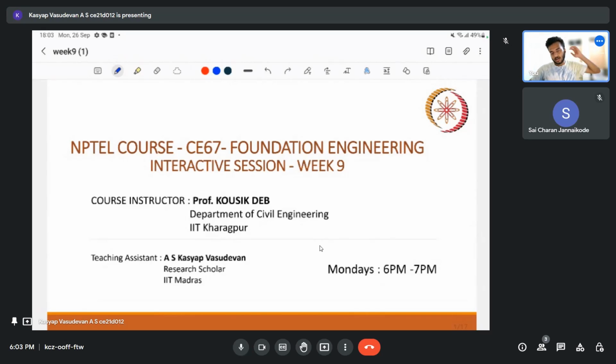In this session, we'll be focusing on the content that was discussed in the previous week, week 9. In this week we dealt with earth pressures. Earth pressure is nothing but the pressure exerted by the soil on any structure. Generally we are interested in finding it because in many cases we have to design retaining walls, dams, footings, and sheet piles. In all these cases, the structure is experiencing a pressure from the soil. There are different ways to calculate it, so we'll be looking at it.